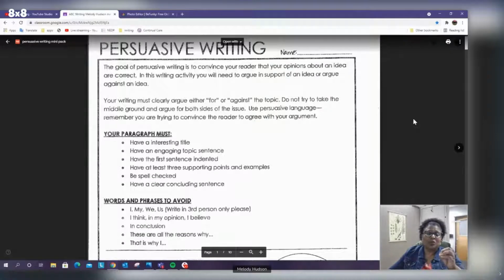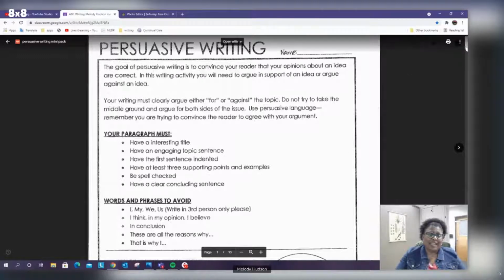And don't use the words in conclusion. Give the conclusion, right? For this reason, that is why. Okay, so you're not going to say, these are all the reasons why. You've already made your argument, so you don't have to say that. That's what's called redundant. You've already said it. Remember, we want to say what you have to say and get out, right? And that is why, again, we don't care what you think. It's not about what you think.